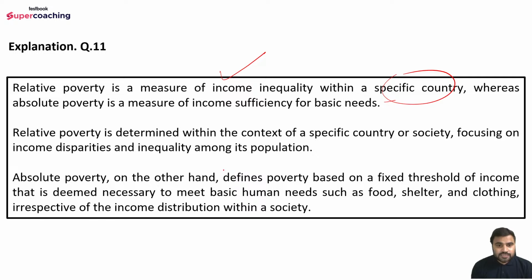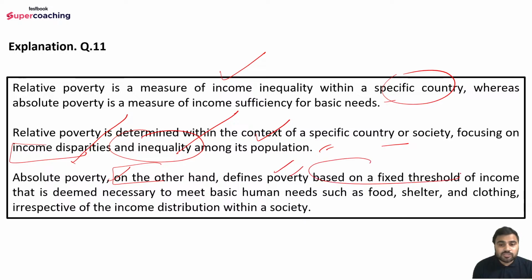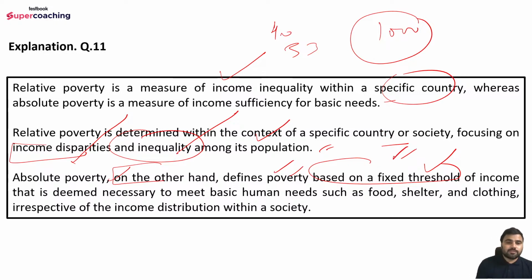Relative poverty is determined within the context of a specific country or society, focusing on income disparities and inequality among its population. तो बात करें relative poverty की, so it focuses on income disparities and inequality among its population. Absolute poverty की बात करें, so on the other hand it defines poverty based on a fixed threshold. So you know, you just have to score 40 marks, you just have to score 33 marks, you just have to earn rupees 1000 per month in order to get rid of below poverty line, right? So this is a fixed threshold concept.